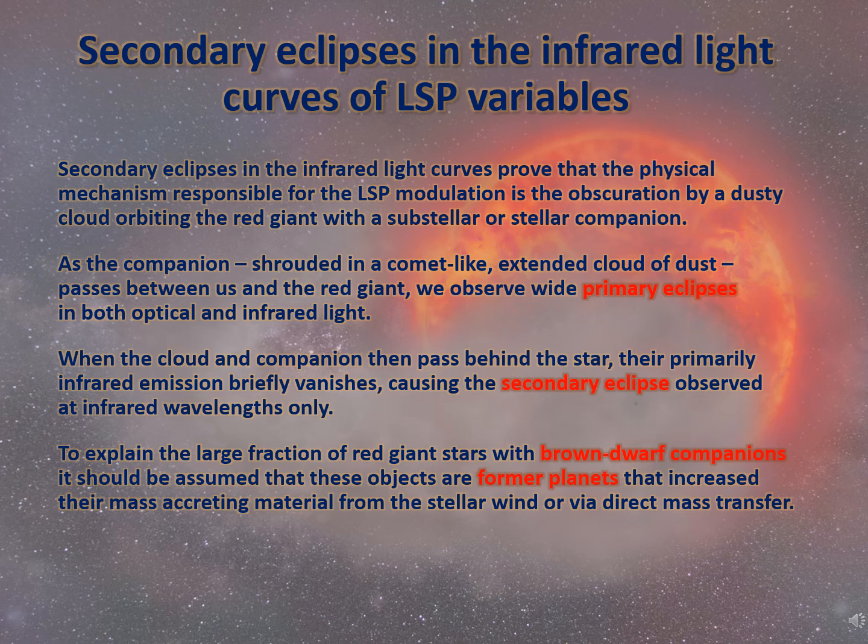To explain the large fraction of red giant stars with brown dwarf companions, 30% of bright red giant stars, it should be assumed that these objects are former planets that increased their mass by accreting material from their host stars. It means that long secondary period variables could be tracers of extrasolar planetary systems.